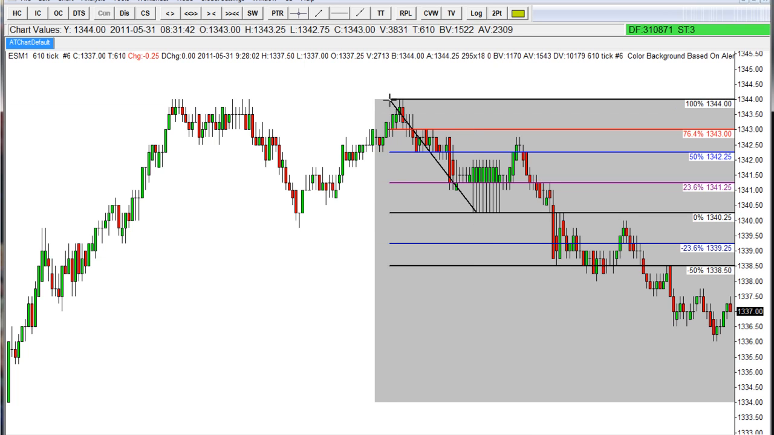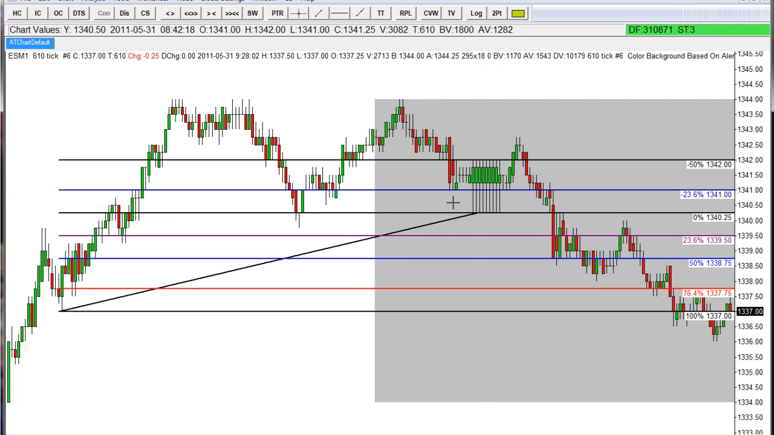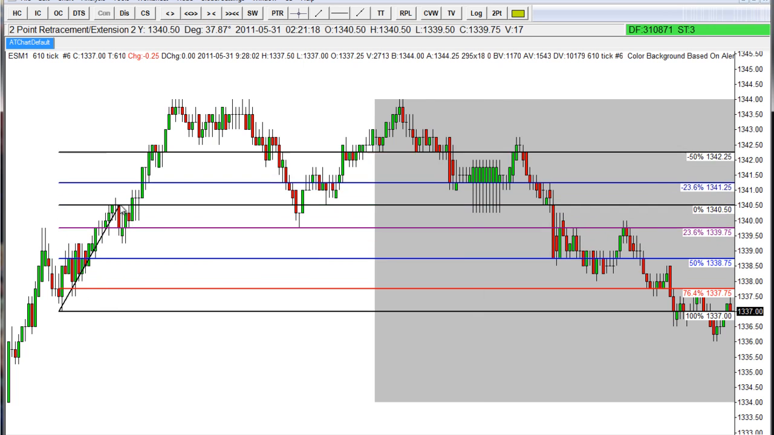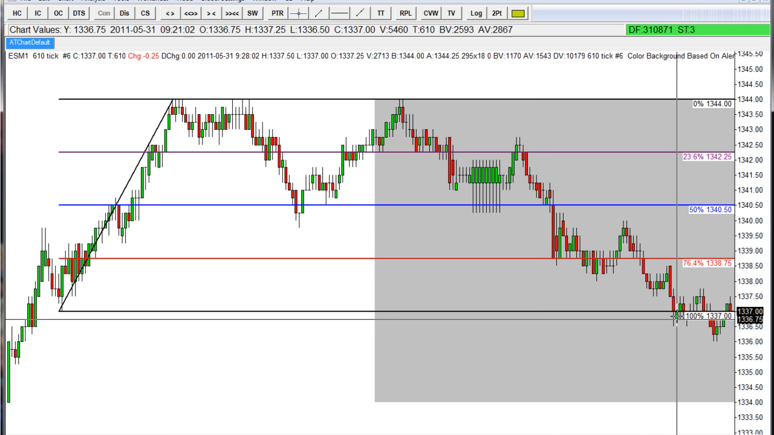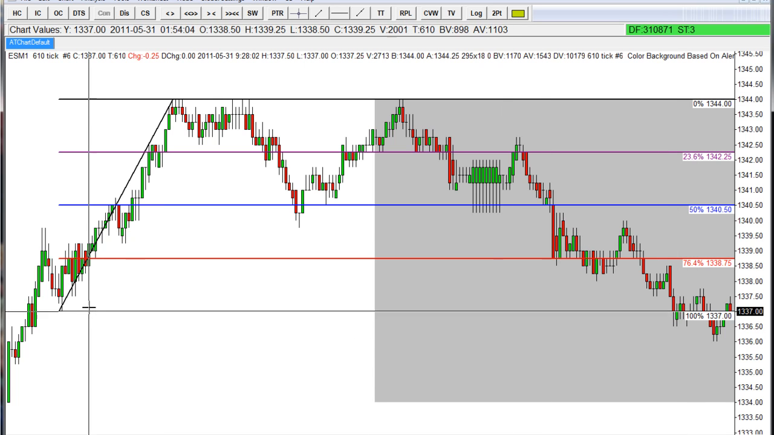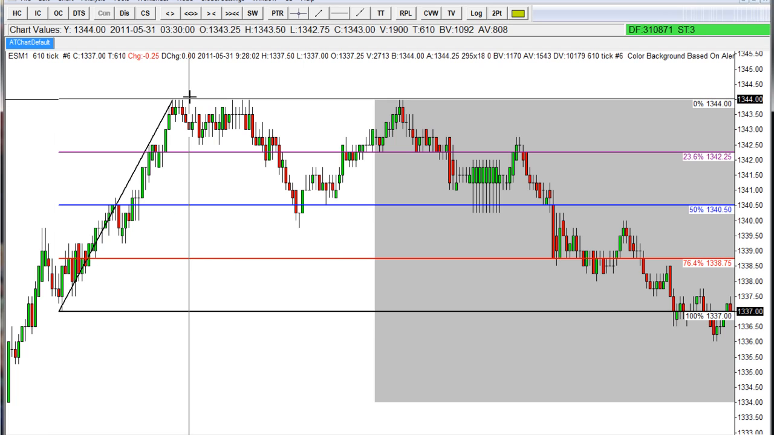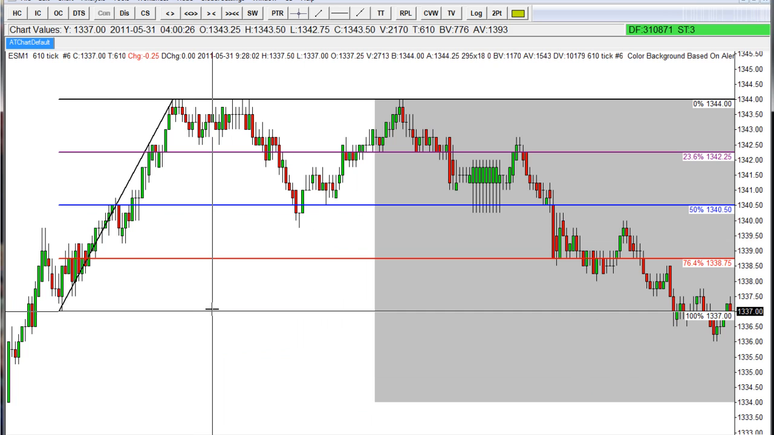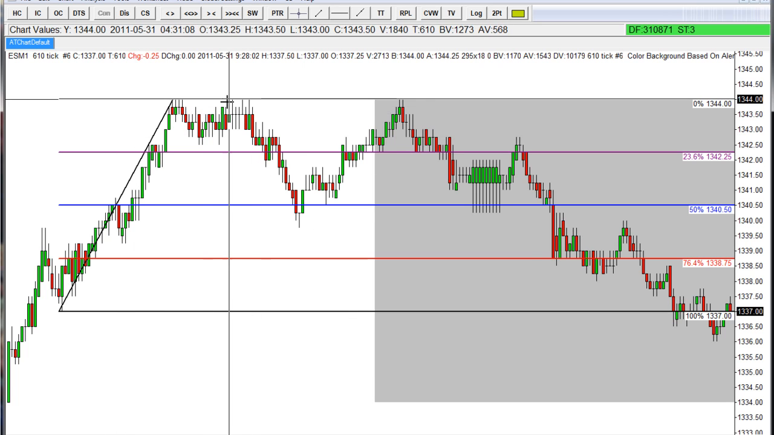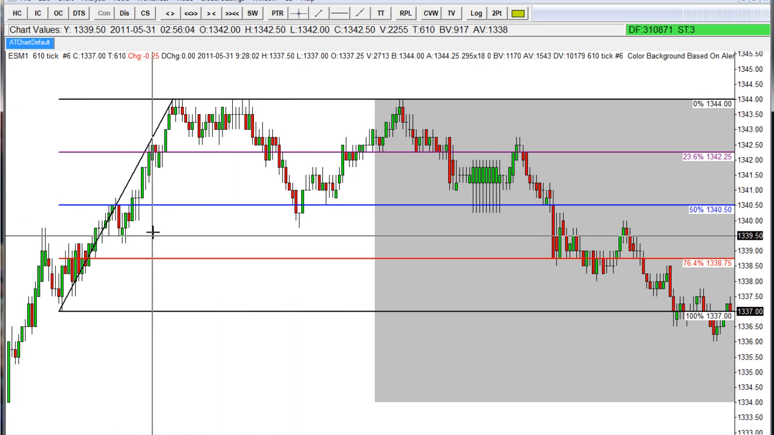Okay, now let's go back to this fib right here. Now the levels that I use. Okay, let me start with the 100% level. In fibs that are measuring an up move, the 100% level is going to represent the pivot low, and the 0% level is going to represent the pivot high, and vice versa for down moves. In down moves, the 100% level would represent the pivot high, and the 0% level would represent the pivot low.